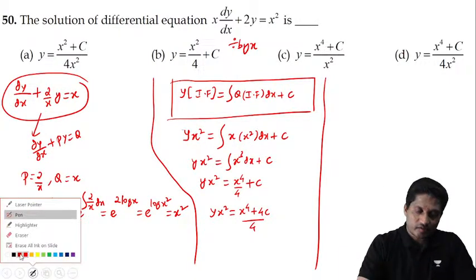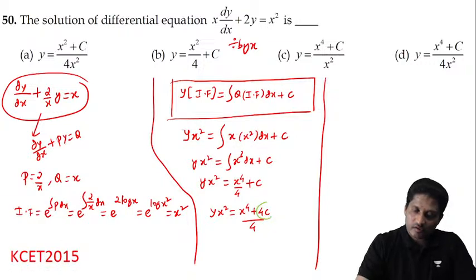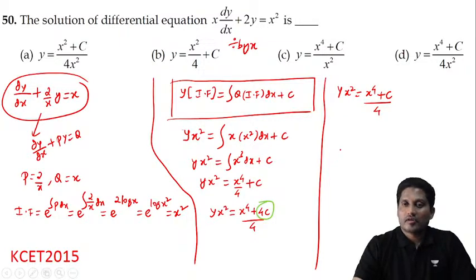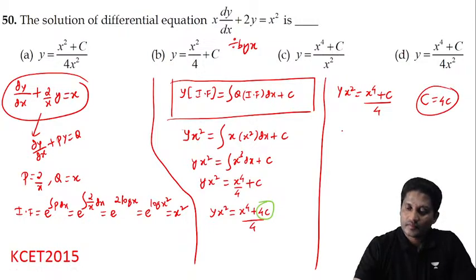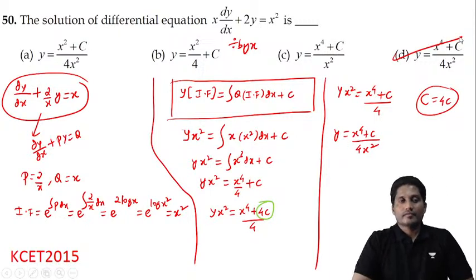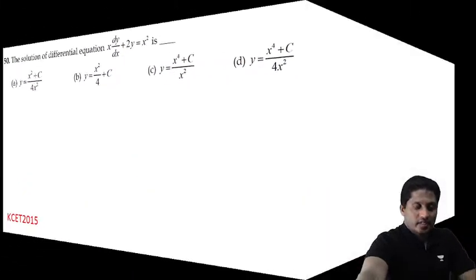Right, just note this step now. A constant. I'll write y into x square. Don't write it so that the options are not matching. 4c is also a constant, divided by 4. You shift it to the right side, so this capital C is equal to 4c. y is equal to (x power 4 plus C) divided by 4x square. The answer is option D. Right, let's move to the next question.